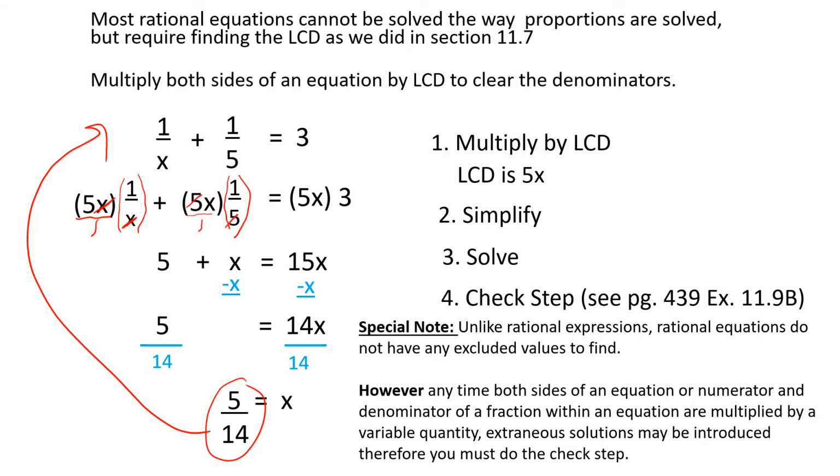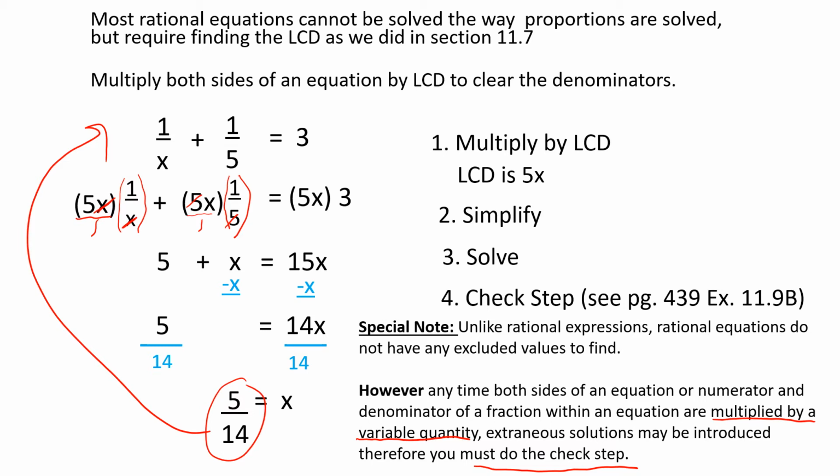Now I want to make a special note here. Unlike rational expressions, rational equations do not have any excluded values to find. Remember, when we're doing rational expressions, you had to find the excluded values. Well, with the equations, we don't have to find the excluded value. However, anytime both sides of an equation or a numerator or denominator of a fraction within an equation are multiplied by a variable, that's key, multiplied by a variable quantity, an extraneous solution may be introduced. Therefore, you must do the check step.